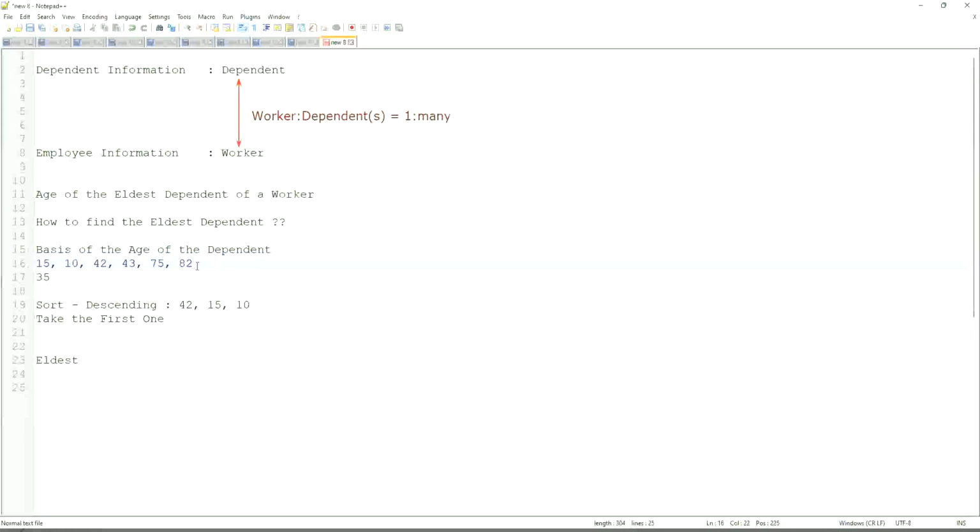So the first thing that we are going to do is find out the eldest dependent. So we will sort the dependents based on the age. And then we will see what is the criteria on the basis of which we are choosing. But first, you realize that we are going to store the new calculated field in which business object, worker or dependent.